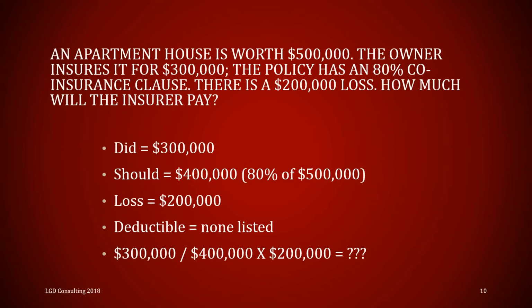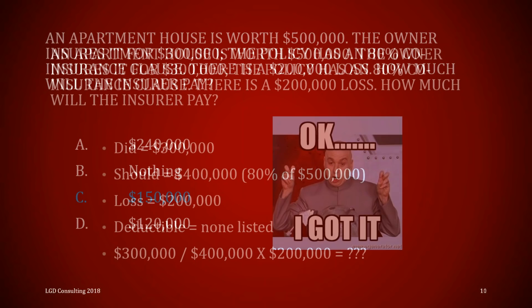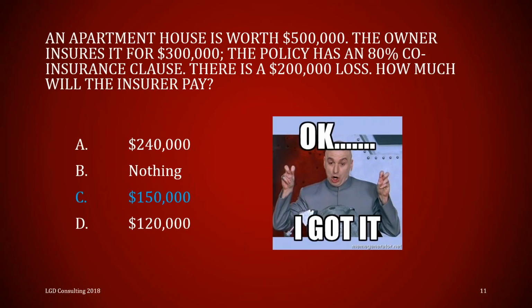What they did have is 300, because that's what it says. They should have had 400. So even though the value of the building is 500, there's an 80% coinsurance, and so the company says you only need to cover 80% of the value of the building. The loss is stated, 200,000. There's no deductible stated. So all we do is plug it into the equation. What you did have was 300,000 divided by what you should have had, 400,000. We multiply that by the loss of 200,000, and that tells you how much the policy will pay on the claim.